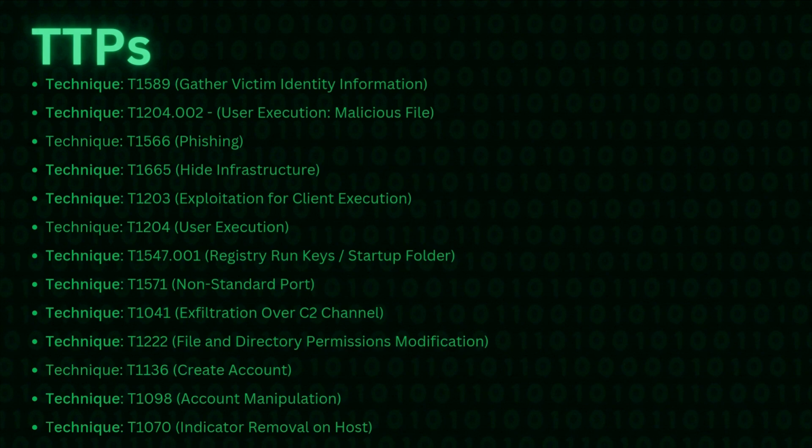Then phishing, hide infrastructure, exploitation for client execution, user execution, registry run keys or startup folder, non-standard port, exfiltration over C2 channel, file and directory permissions modification, create account, account manipulation, and indicator removal on host.